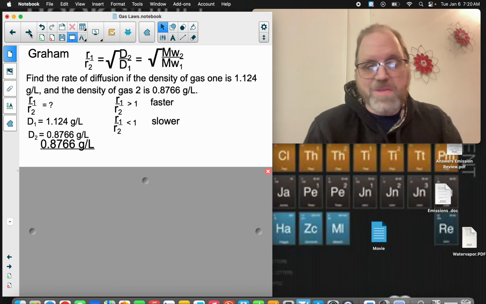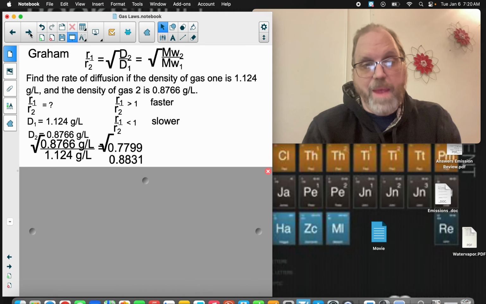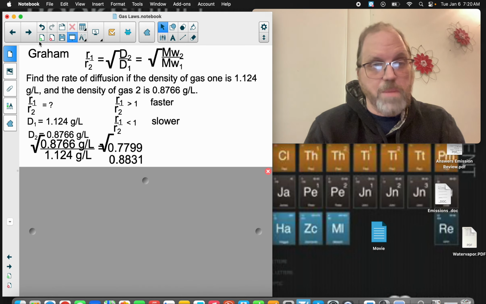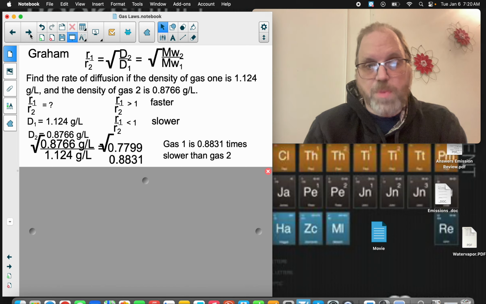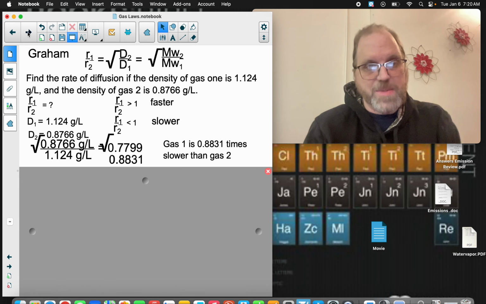We put the values in, and we get 0.7799. But remember, it's a square root of both sides. So the square root gives me 0.8831, which is slower. So we're saying gas 1 is 0.8831 times slower because 4 sig figs, and that's my answer right there.